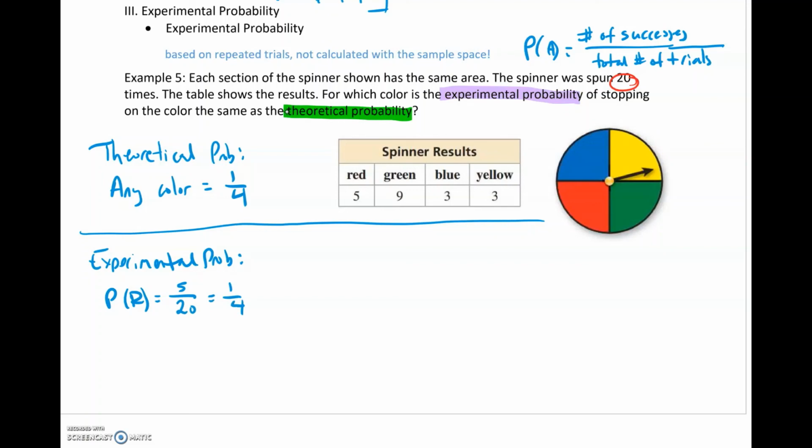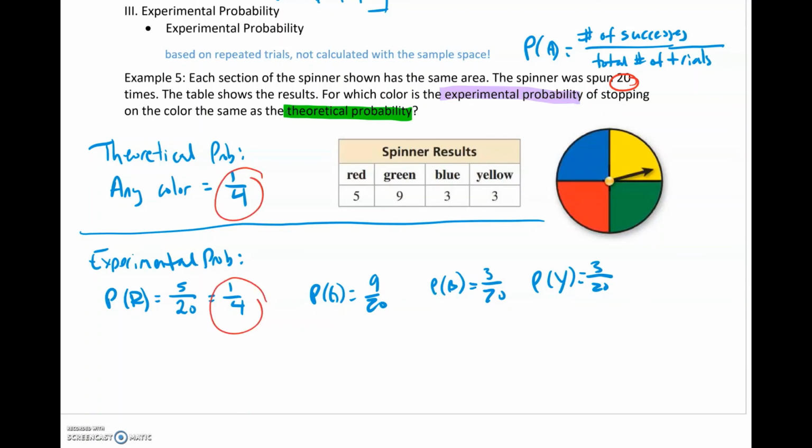And you can probably tell green, blue, and yellow won't match, but that's why I want you guys to show me all of your work, because we want to show definitively that red is the only one that did match. So the probability of green is 9 out of 20, which doesn't simplify. The probability of blue is 3 out of 20, and the probability of yellow is 3 out of 20. So based on all 4 of these probabilities, we can be super confident that the only one that matched is red. So red is our answer, right? And then our work shows why it's only red and not the rest.